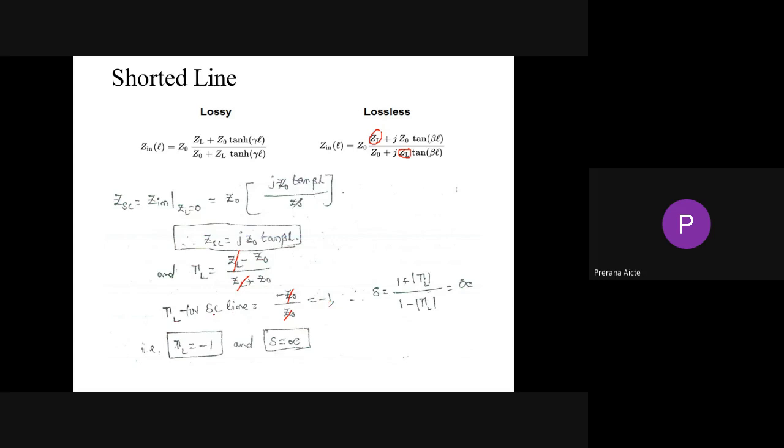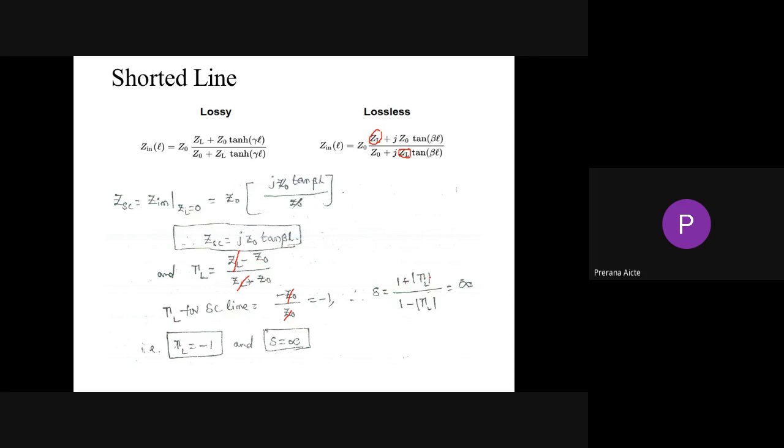Okay, so therefore, the reflection coefficient for a short circuit transmission line is equal to minus 1. Now, once you can find this reflection coefficient, then the standing wave ratio SWR is equal to (1 plus mod Γ_L) divided by (1 minus mod Γ_L). Now you can substitute this Γ_L, the reflection coefficient for a transmission line. What is the value of the reflection coefficient of a short circuited transmission line? It is minus 1.